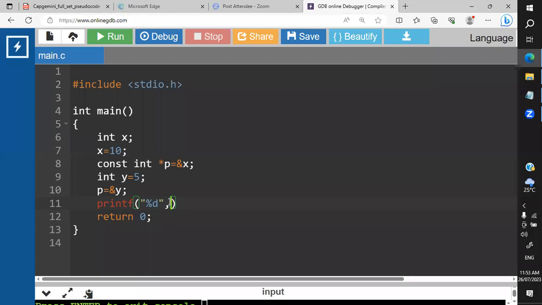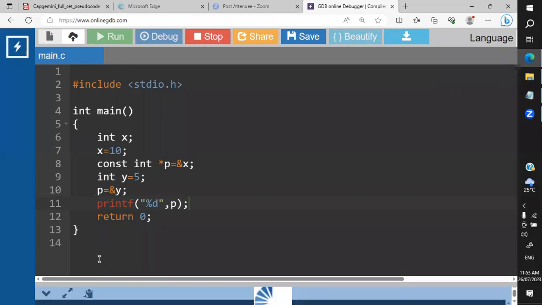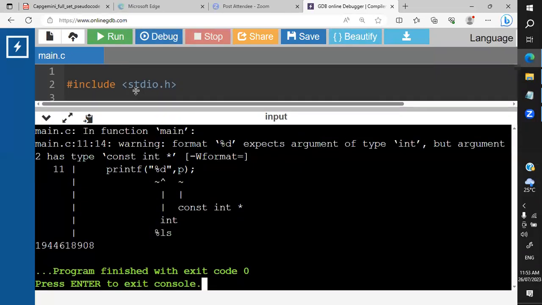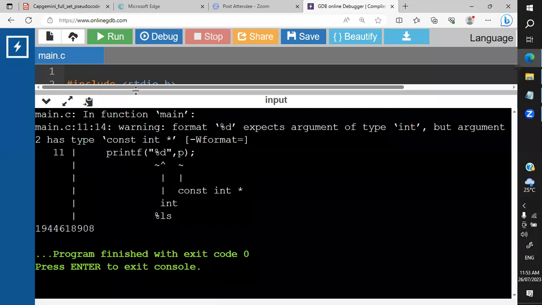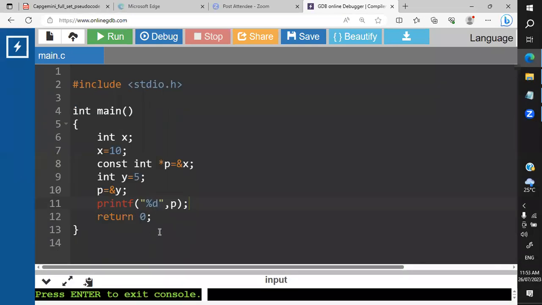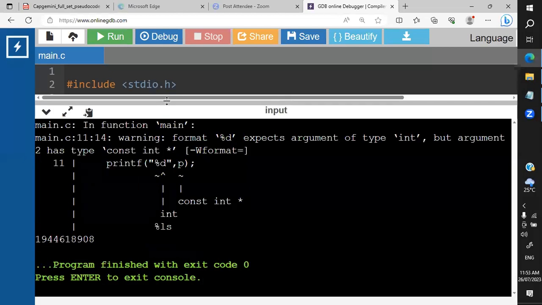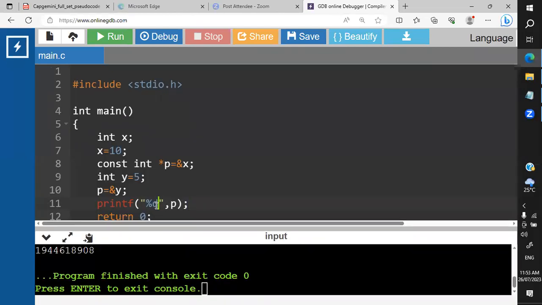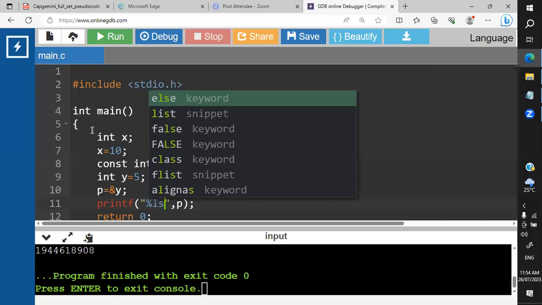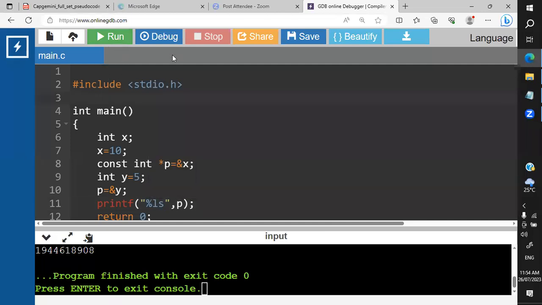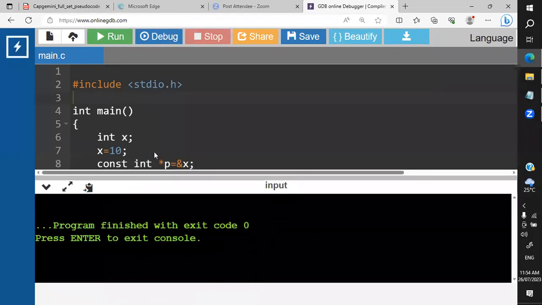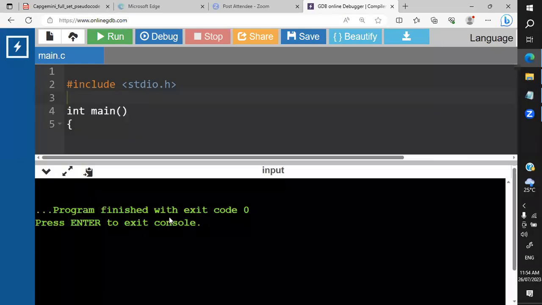We cannot print p like this. It will print some reference ID. Let us see that. Is it getting modified? It shows percent d. It's giving a warning because of the address. I have to use percent lu, because a pointer returns long unsigned int. Let me use that. It's not printing anything.